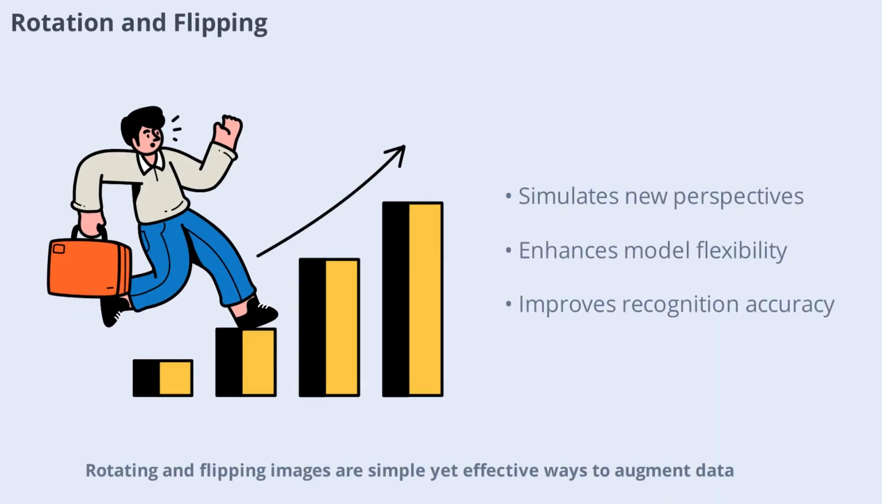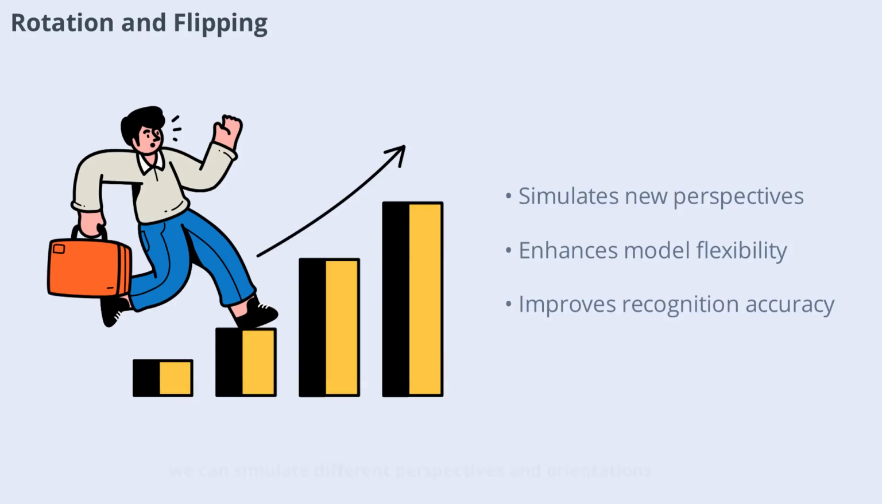Rotating and flipping images are simple yet effective ways to augment data. By rotating images at various angles or flipping them horizontally and vertically, we can simulate different perspectives and orientations. This helps the CNN learn to recognize objects regardless of their position, making the model more flexible and accurate in real-world tasks where objects may appear in unexpected ways.